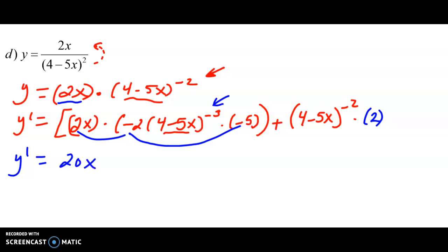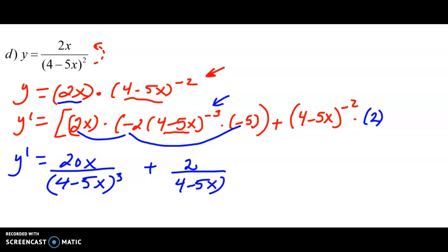Now this exponent attached to this binomial is negative. So I'm going to turn that into a positive exponent by flipping the base. And then I have 2 by itself. And again, I'm going to move that exponent to the denominator to make it positive.